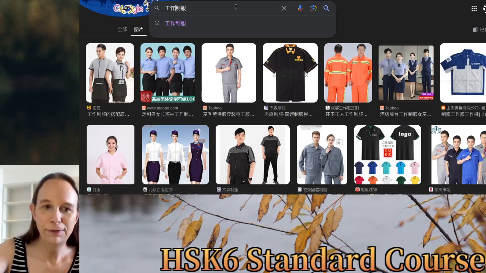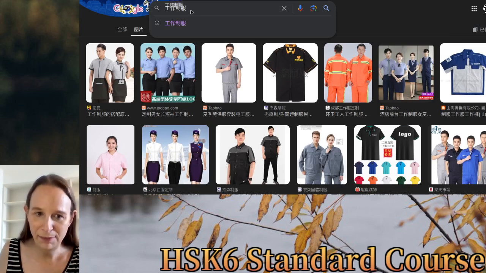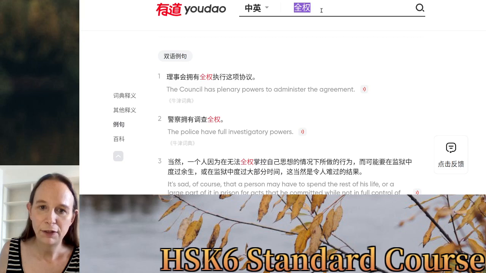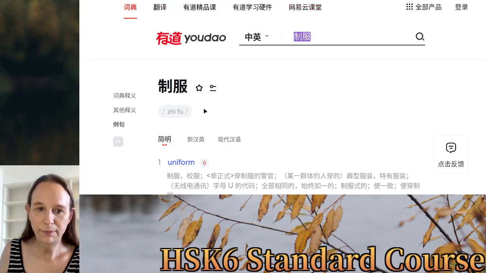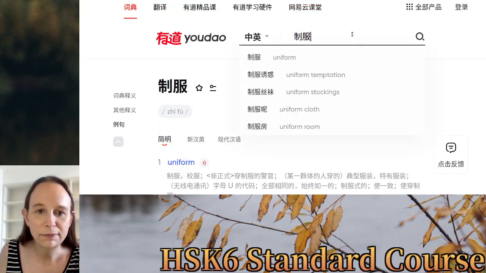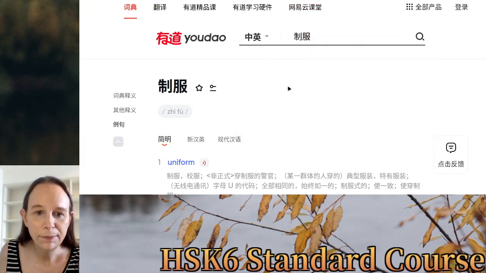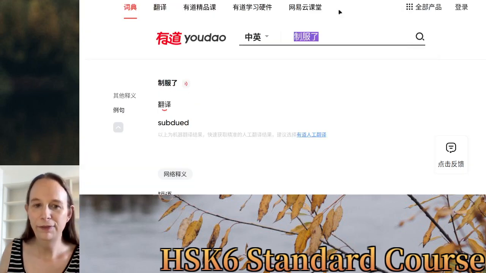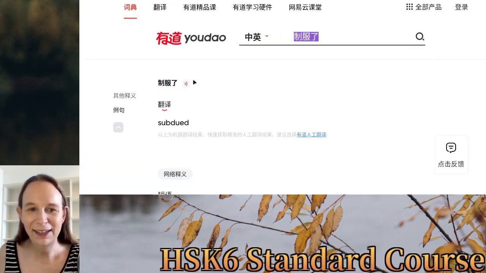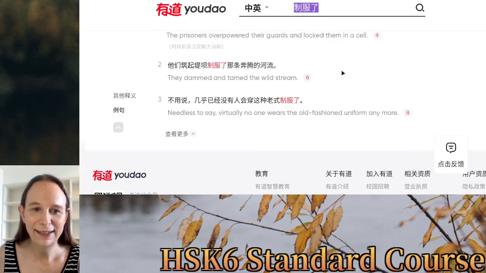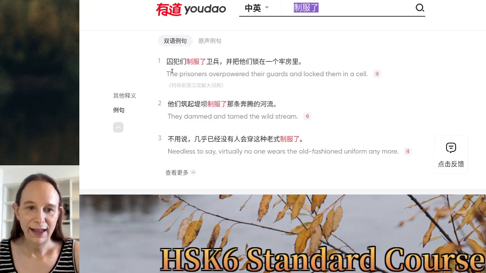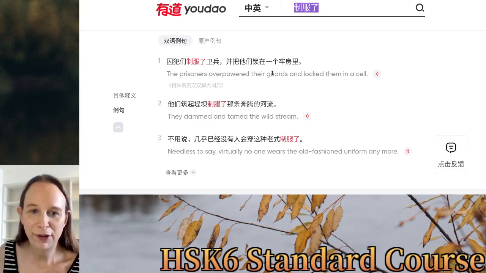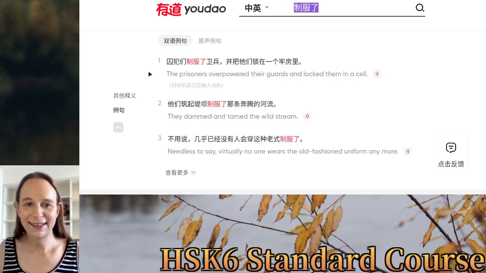And the other one is 制服 as a verb, meaning subdue. 制服, well, we'll put a le afterwards. 制服了. So, yeah, you can only put a le after a verb, right? Okay. 囚犯们制服了士兵. Yeah, the prisoners subdued the guards.